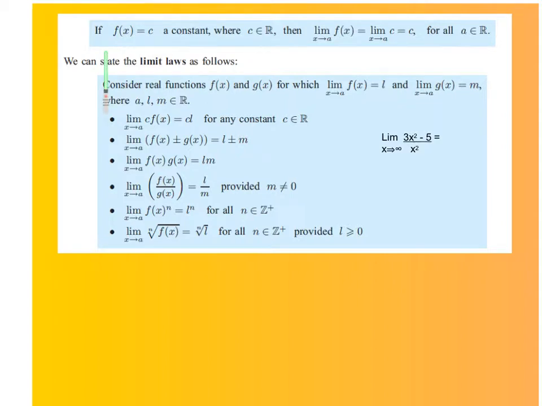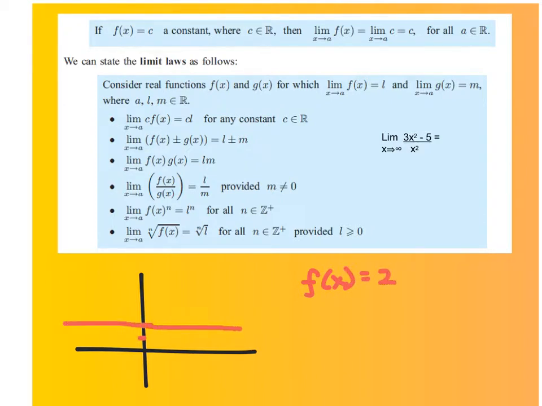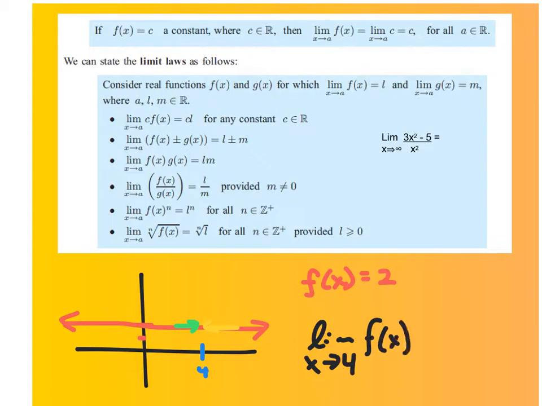I'll roll through these pretty quickly. If f of x equals a constant c, where c is in the real numbers, then the limit as x approaches a of f of x would equal c. Pretty plain and simple. Let's say that f of x equals 2. So here's f of x. Let's say x approaches 4. Well, the left-handed limit and the right-handed limit, their limit as x approaches 4 of f of x would have to equal 2. It's just a constant, that's all it is.